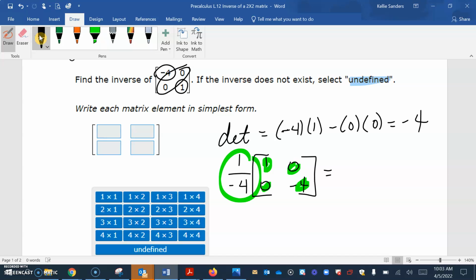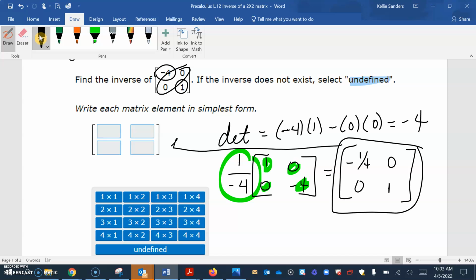So -1/4 times 1 is -1/4. -1/4 times 0 is 0. -1/4 times 0 is 0. -4 divided by -4 is a +1. That is your answer, which is going to go into your 2 by 2 matrix.